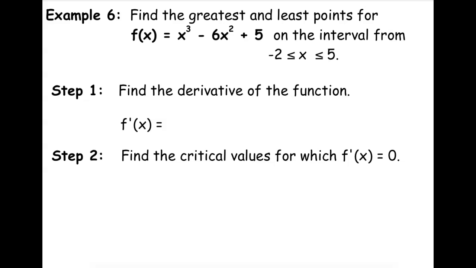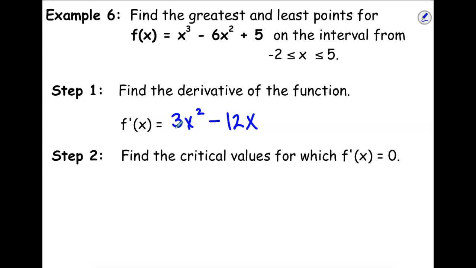All right, here's example 6 where we want to find the greatest and least points for this function. It's a cubic function on the interval for the domain: x is greater than or equal to -2 and less than or equal to 5. So step 1 is we want to find the derivative function. So we're going to use our power rule, and when we do that, we're going to get 3x squared minus 12x.